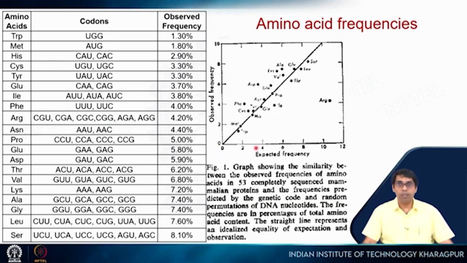So this is the expected frequency that is plotted for these amino acids. This expected frequency is based on how many codons there are and how often those codons are used. On the y-axis we get the observed frequency, and you will see a nice correlation between these two, which means that amino acids which have more codons are observed more often than amino acids which have fewer codons. However, arginine is the exception, and you can see that it is an outlier.